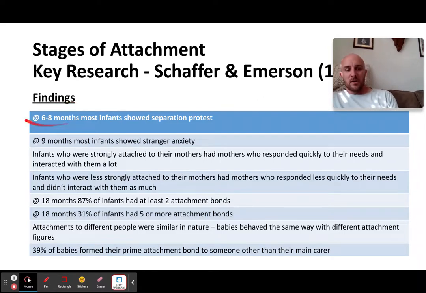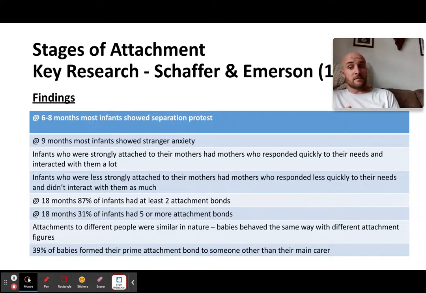6 to 8 months old is when most infants showed separation protest for the first time, i.e., they're starting to make that attachment. 9 months old was when they showed most stranger anxiety. And that is kind of the end of the first attachment being made.